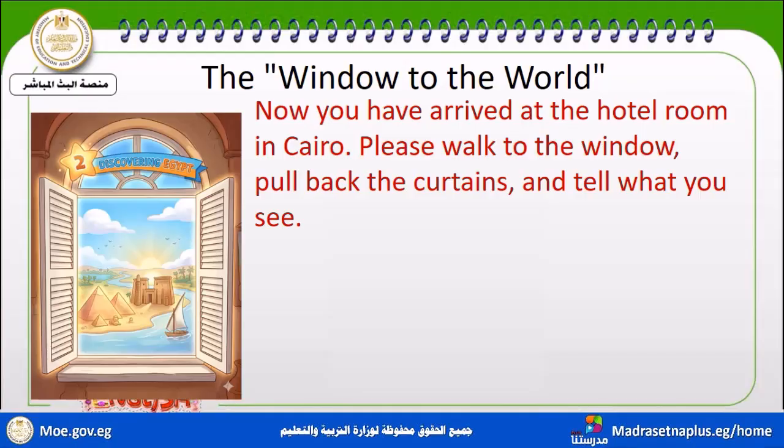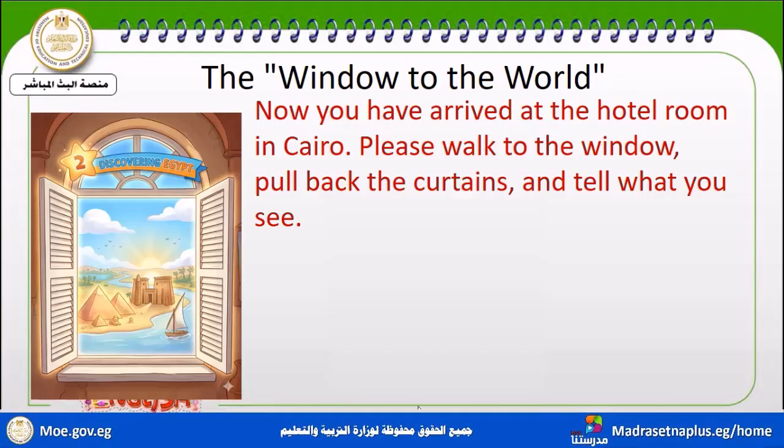We have arrived in Egypt. You have arrived at the hotel room in Cairo. So, please walk to the window and remove the curtains and tell us what can you see. What can you see in this photo about Egypt?